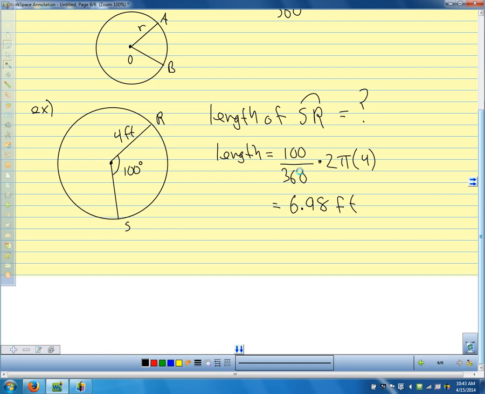This 100 divided by 360 tells us what fraction of the entire circumference that takes up. And this 2 pi r is the entire circumference. So the fraction times the entire circumference tells me that length. All right, we good there?